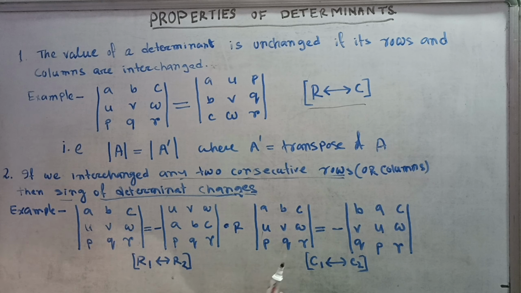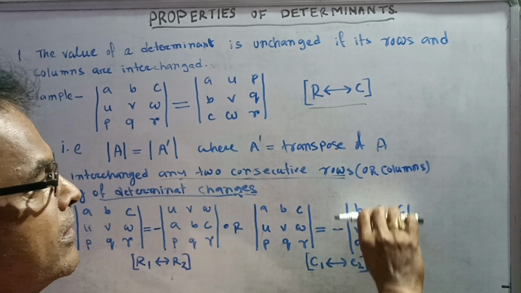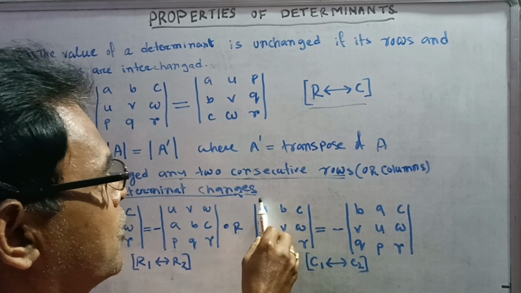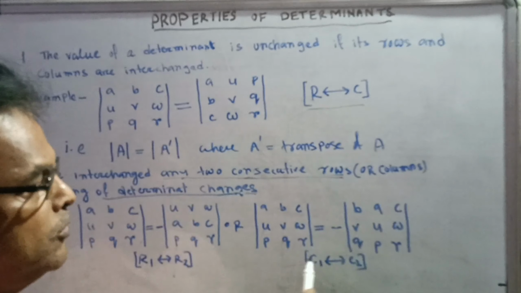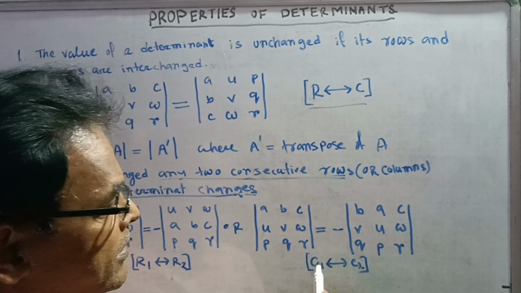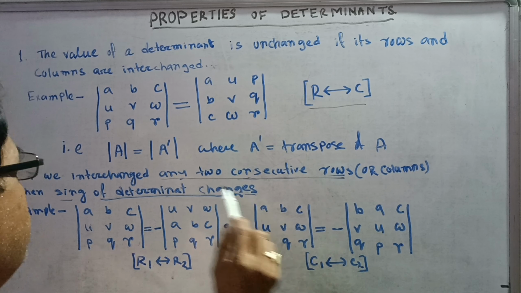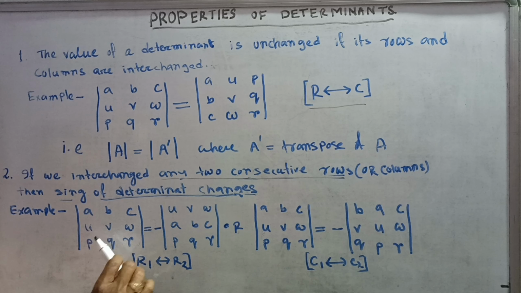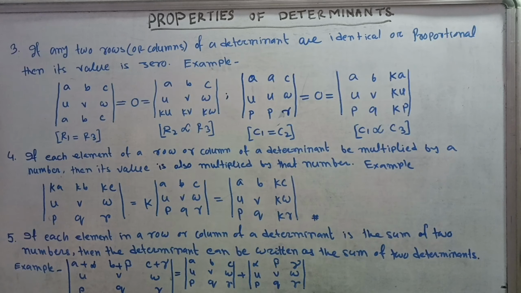Here also we can change in columns. This is the first column, this is the second column. We interchange: the first column goes to the second column and the second column goes to the first column. When two consecutive columns are interchanged, then we get a minus sign, which is shown as C1 changes to C2 or C2 changes to C1. That means we get a minus sign in the second property. The value of the determinant is unchanged, but the sign is changed. That is the second property.